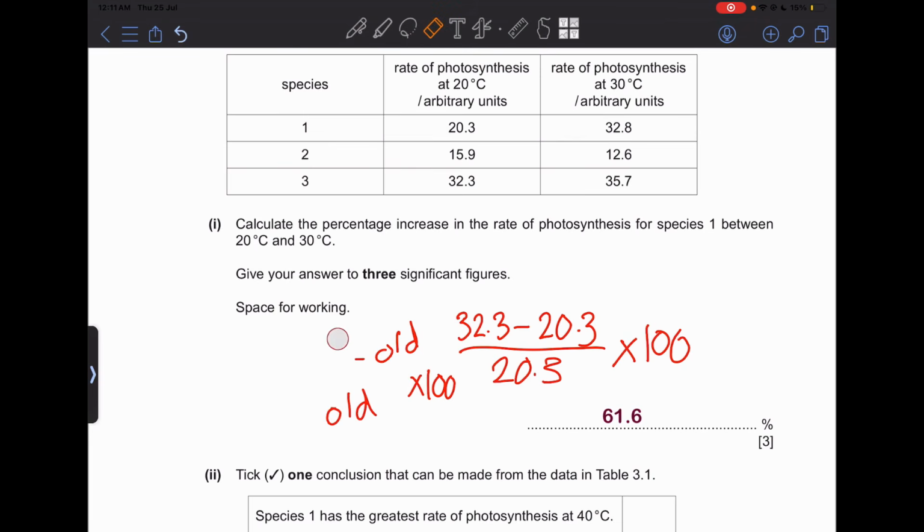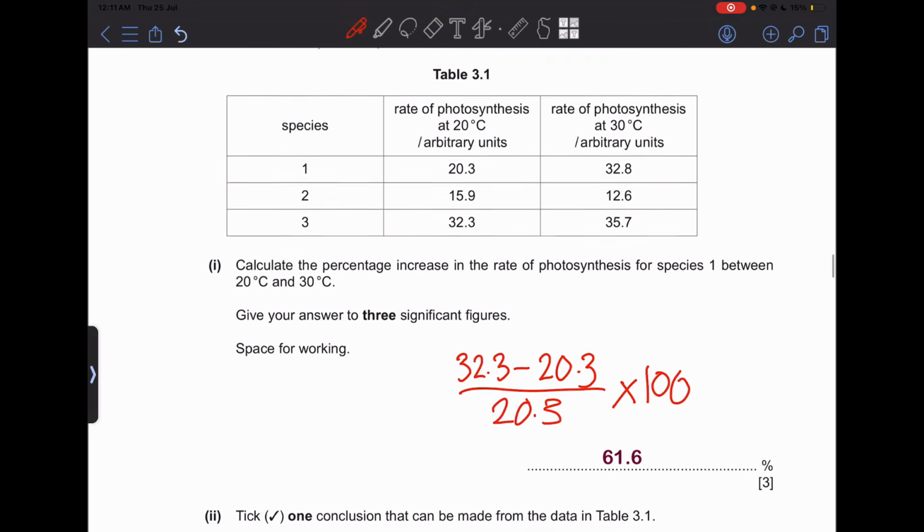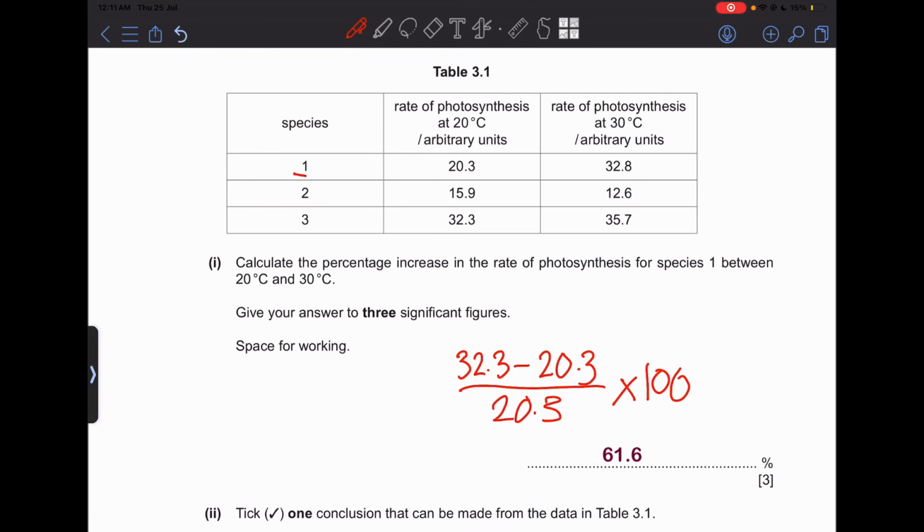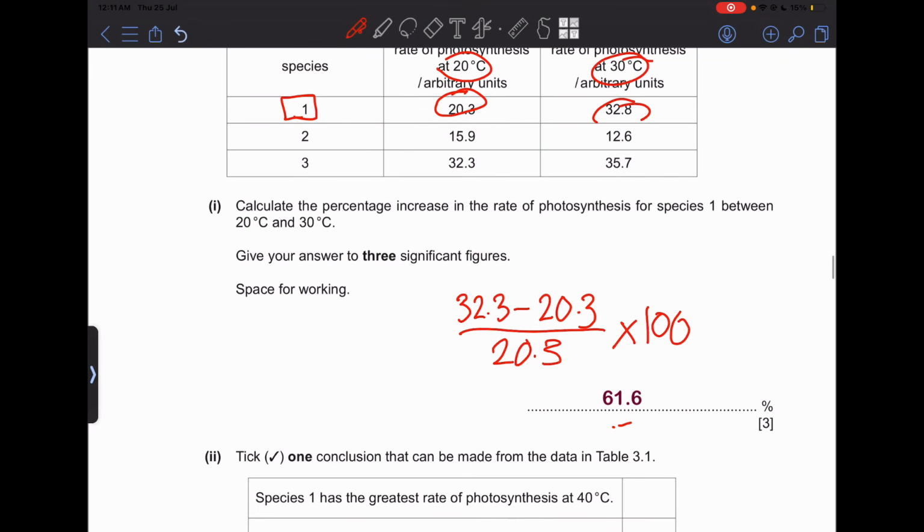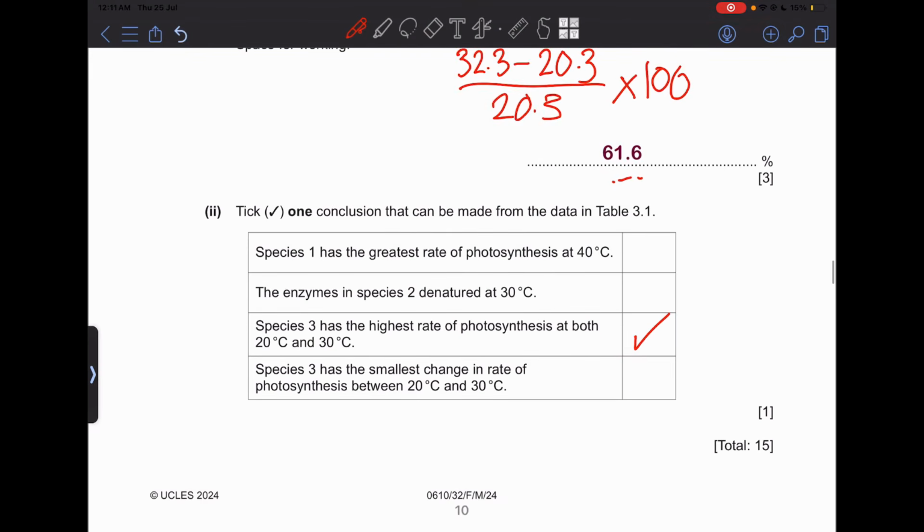This is the formula. I've got species 1. They're asking about species 1, the difference at 30 and 20. So the new value was 32.8 and the old value at 20 degrees was 20.3. I'm talking about the degrees, and this is 30 degrees, and you're going to be subtracting these values, dividing, and multiplying by 100. You're going to be getting 61.6%.